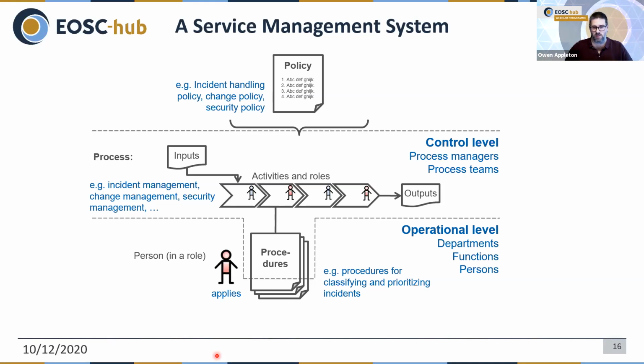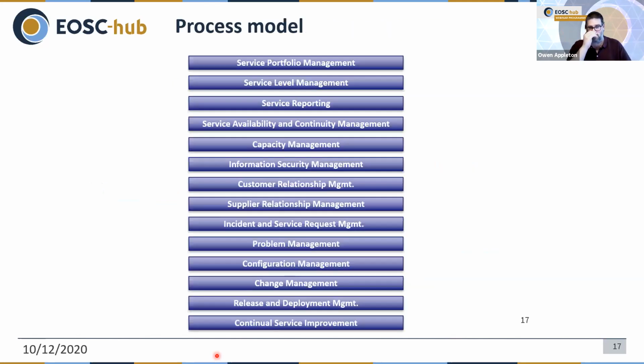And in the bottom layer, in the operational layer, you really have procedures. You have literally lists of things people have to do as part of their work in order to get these things done. So this is a very, very brief schematic of a service management system, but it gives you some idea. I talked about processes. There are different process models. I'm going to show you the process model from the standard that I'm involved with. This is FitSM. I won't read all of these, but I'll point out that you start up at the top with service portfolio management, which is kind of what do you do?